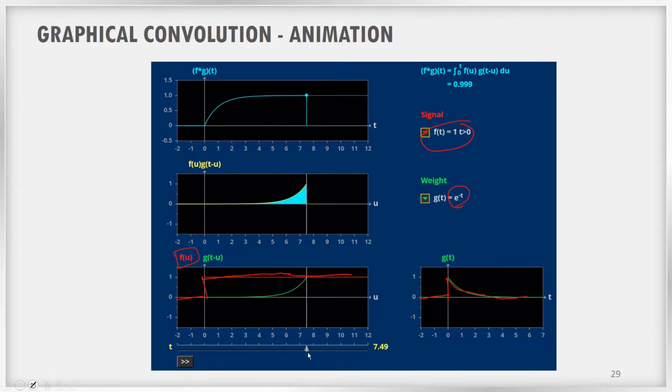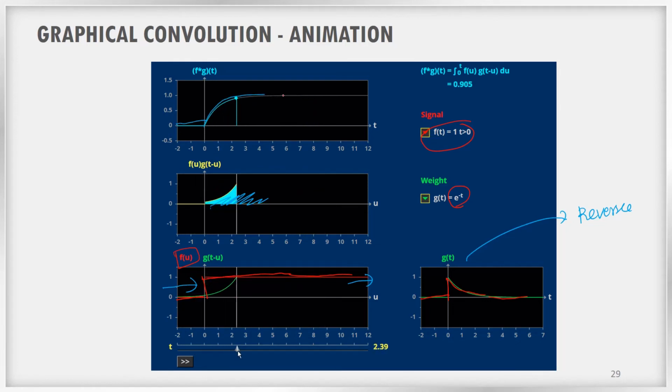So in graphical convolution, what are the things I have to perform? I have to reverse the signal g of tau. Here you can see I have reversed the signal. This green color is the reversed signal, and I have to overlap these 2 signals and move from left to right, that is from minus infinity to plus infinity. You can see the overlapping areas here, and I have to mark the values of all those overlapping areas on the graph, which will give me the convolved result. So this is the convolution output C of t for these 2 signals.